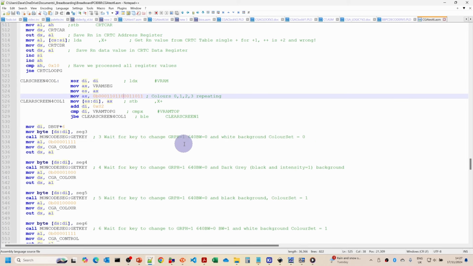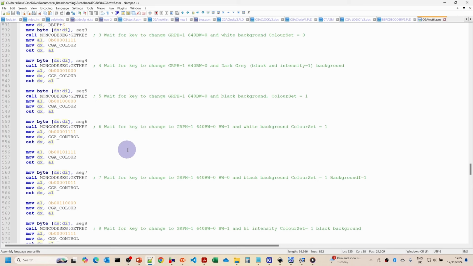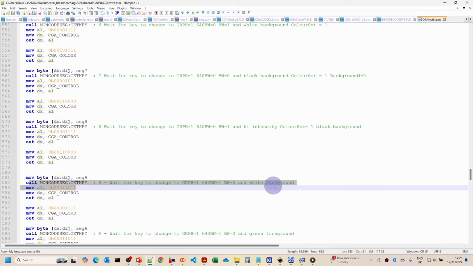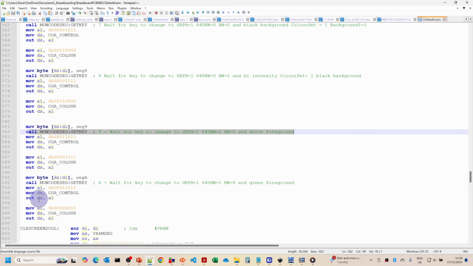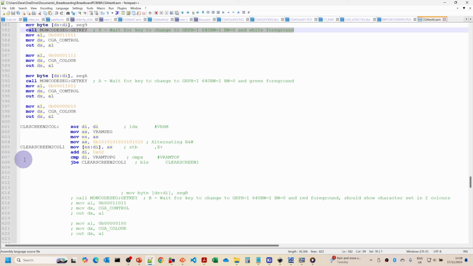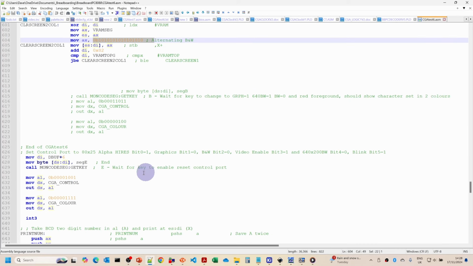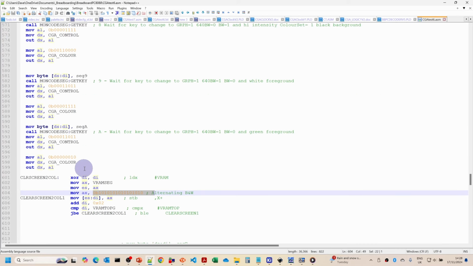And then we've got various combinations of the white background, dark grey background, black background, color set 1. We've got combinations of all these things, and then we'd actually get to the high-res graphics mode. They also then expect to have the green foreground for the high-res graphics mode. Then we'll do an alternating 1s and 0s, which will look sort of a hash stroke grey, and then we'll finish. So we'll just run this up now and see what we get.